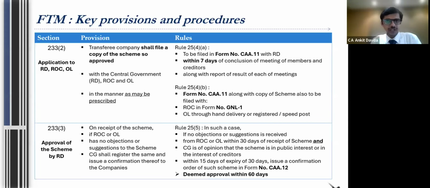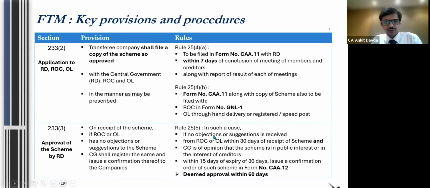And here we need to be very mindful that this application needs to be filed within 7 days of conclusion of the meeting of members or creditors. And these timelines are a little critical. In one practical case we have come across, since this application was not filed within 7 days, RD had rejected the scheme, saying that it's not as per the procedure. So obviously these are very procedural in nature. We have to be mindful that within 7 days you file that application.